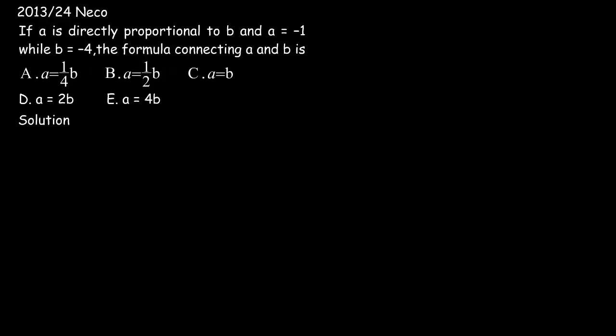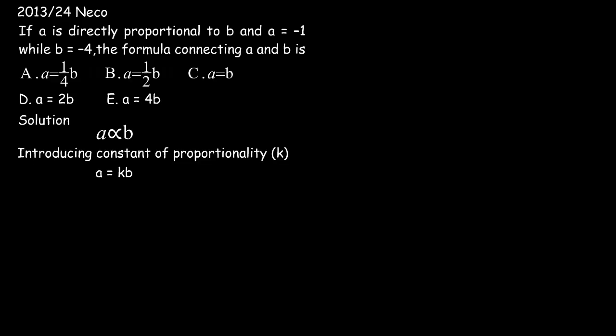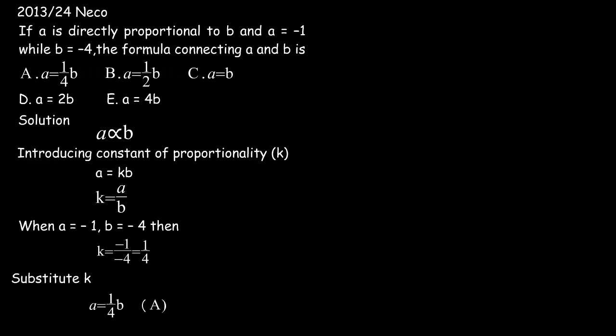We have another question from NECO that states that if A is directly proportional to B and A equals to -1 when B is equals to -4, the formula connecting A and B is, and we're given the options. For our solution, we know that A varies directly as B. Introducing constant of proportionality K, A will be equals to KB, and dividing both sides by B, K will be equals to A over B. When A is equals to -1, B is equals to -4, then K will be equals to -1 divided by -4, which should be equals to 1 over 4. Substituting K into the equation, A is equals to KB, A will be equals to 1 over 4B, and this is the relationship connecting A and B.